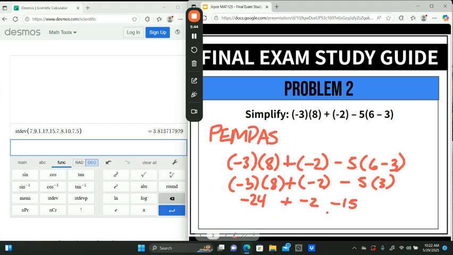Okay? All right, I'm going to simply make this plus a negative so that it helps me out. And now all I'm doing is adding. So I've got negative 24 plus negative 2 gives me negative 26. Negative 26 plus negative 15 is going to give me negative 41.